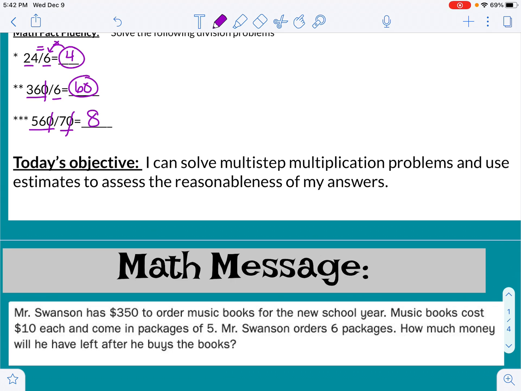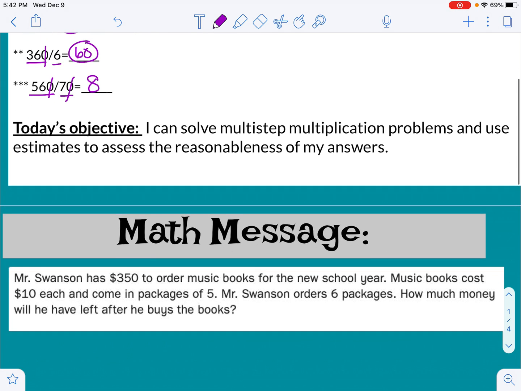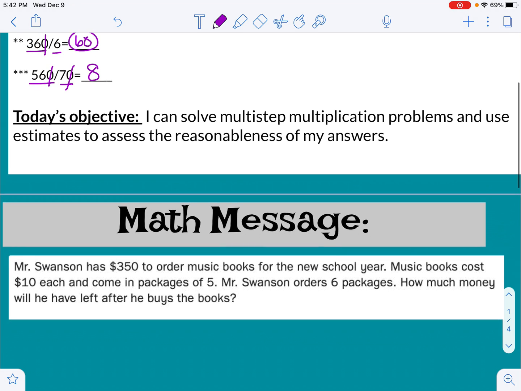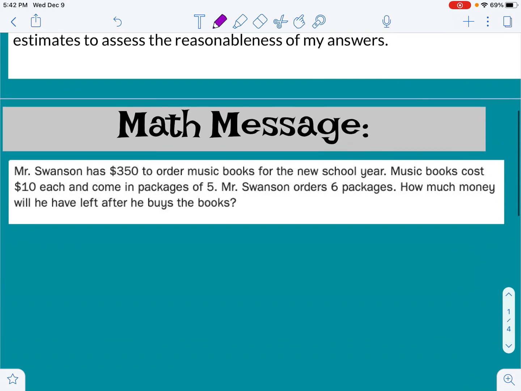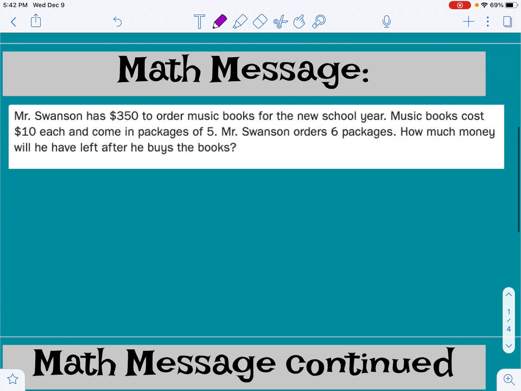Today, though, we're focusing on multi-step multiplication problems and using estimates to assess the reasonableness of our answers. So when we estimate, is the answer we get reasonable? So we have Mr. Swanson, and he has $350 to order music books for the new school year. Music books cost $10 each and come in packages of 5. Mr. Swanson orders 6 packages. How much money will he have left after he buys the books?